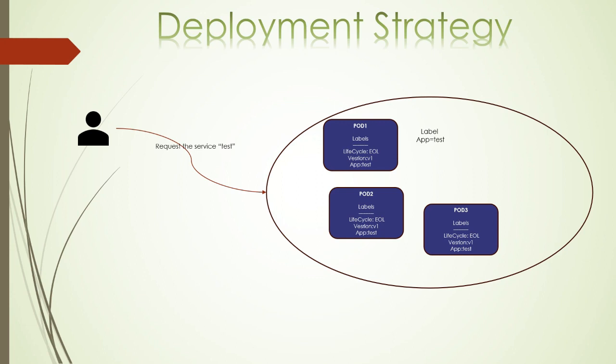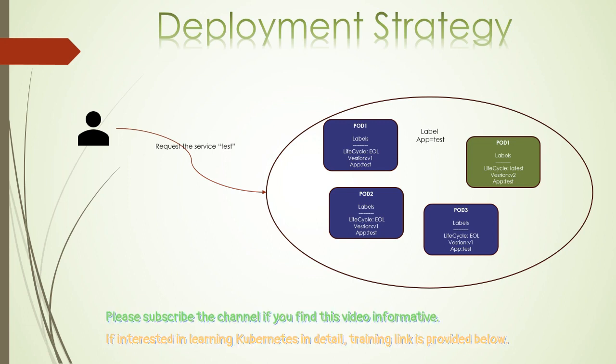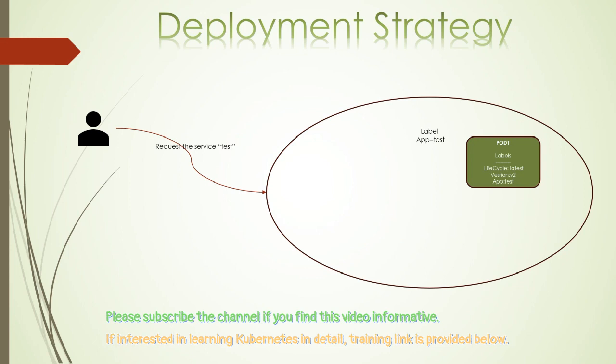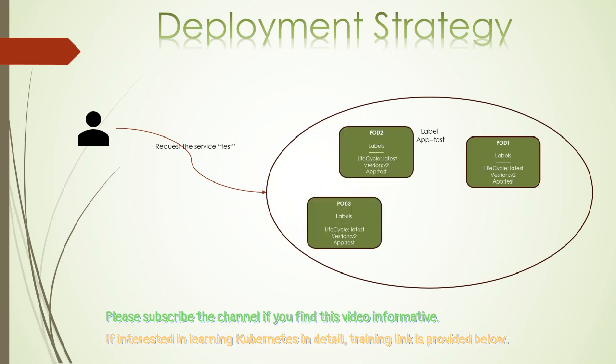Here you can see that the service is written with the app label as app equals test. We can deploy green also with app equals test, with a smaller number of pods. Here we are deploying only one pod. This way, maybe three requests will go to the old application, but one request will go to the new application. Once the canary testing is done, we can replace the old application with the new application.